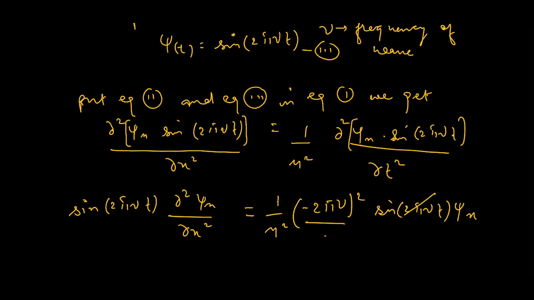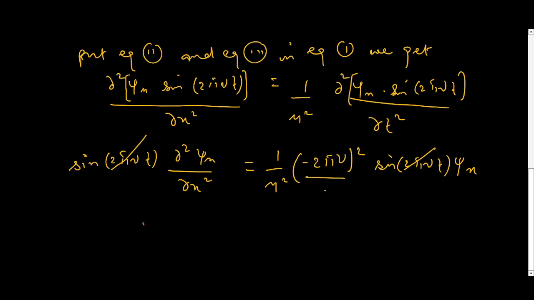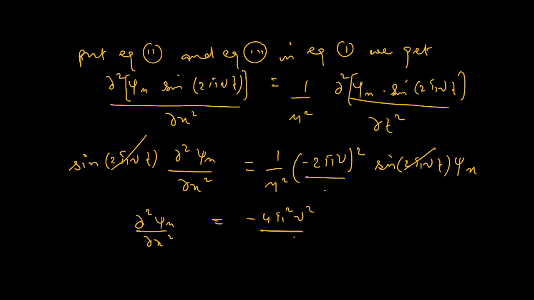Now when we cancel out sine 2 pi nu t with sine 2 pi nu t, we get dou square xi x upon dou x square is equal to minus 4 pi square nu square upon u square into xi x. This minus sign will be outside this bracket. Now consider this equation as equation 4.